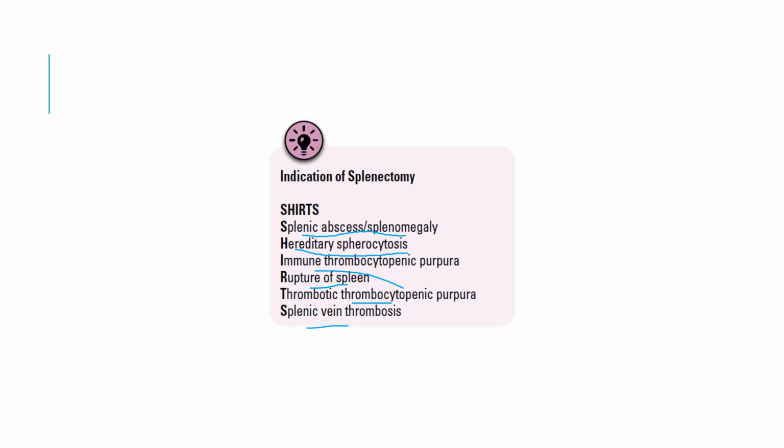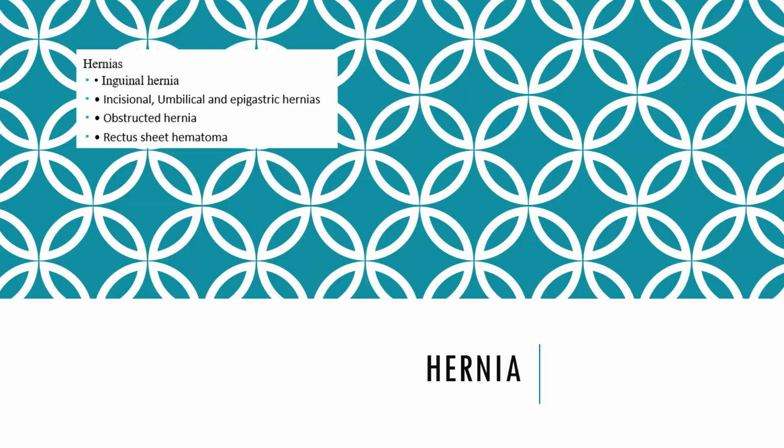These are the indications of splenectomy. Here there is a mnemonic given, that is short: splenic abscess, hereditary spherocytosis, ITP, rupture of spleen, TTP, and splenic vein thrombosis. Now coming to hernias, the main hernias they have given in the blueprint are inguinal hernia, incisional, umbilical, epigastric hernia, obstructed hernia, and rectus sheath hemorrhage.